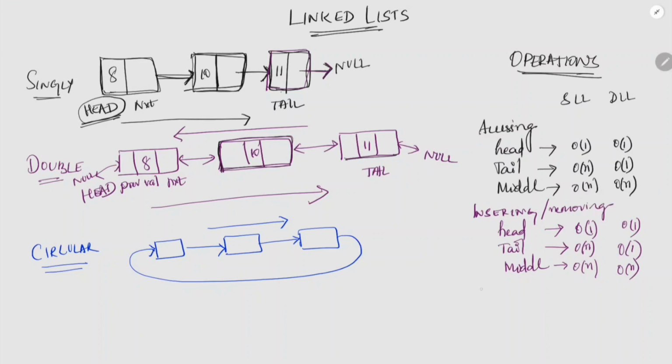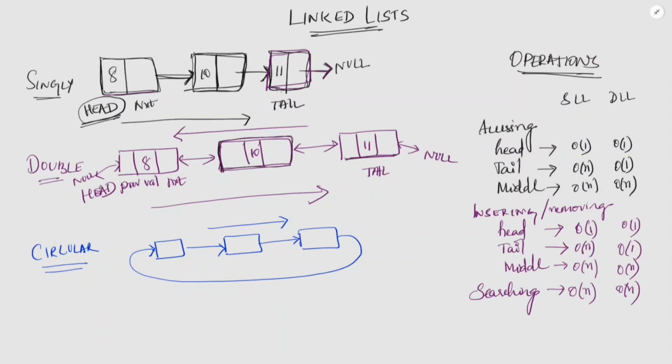And the final operation that we are going to look at is searching for an element in the list. For this, both the singly linked list and doubly linked list take O of n time because you have to start from the head or tail and traverse through the list to search for a particular item. So these are the various operations that you can perform on a linked list.